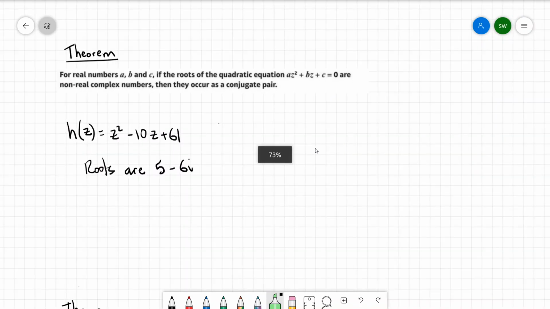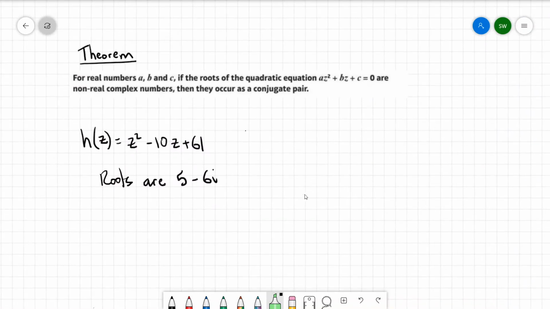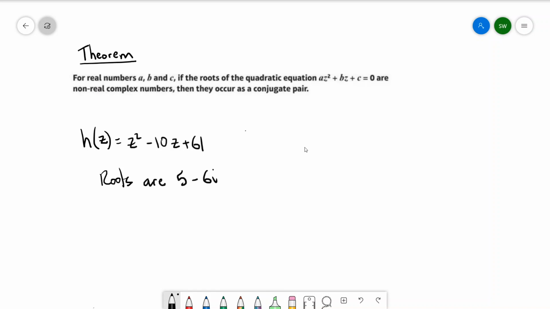This theorem is actually normally stated in terms of roots of quadratics. So for real numbers a, b and c, if the roots of the quadratic equation given here are non-real complex numbers, then they occur as a conjugate pair. What that means is that if we've got a quadratic and we know one of the roots is non-real, then we know the other root is its complex conjugate.